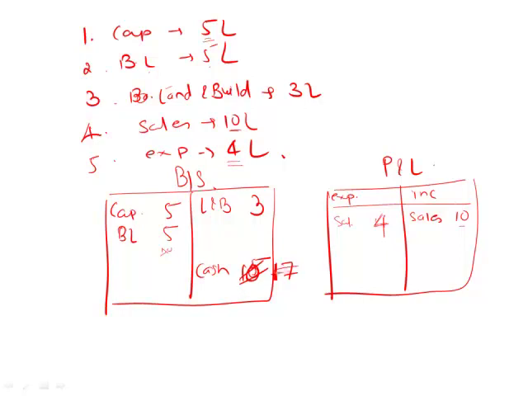Cash will reduce now. Cash will be 13. So now this is called posting of entries. We have done that posting. Now what we need to do is called finalization.